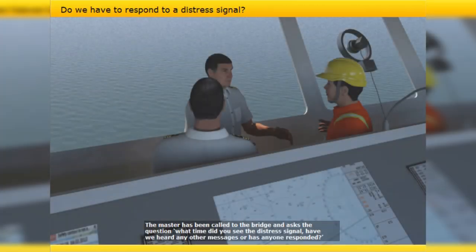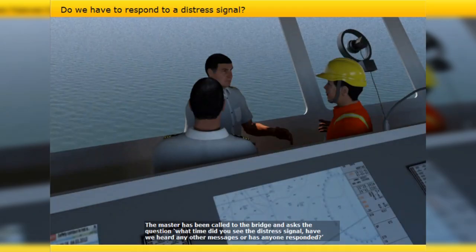The master has been called to the bridge and asks the question, "What time did you see the distress signal? Have we heard any other messages, or has anyone responded?"